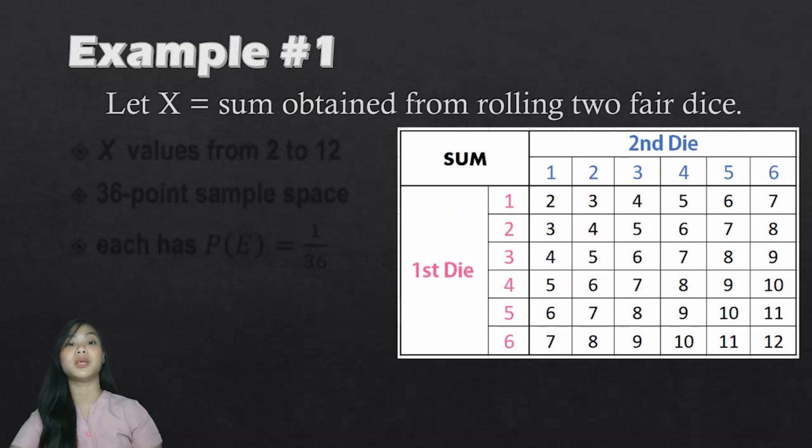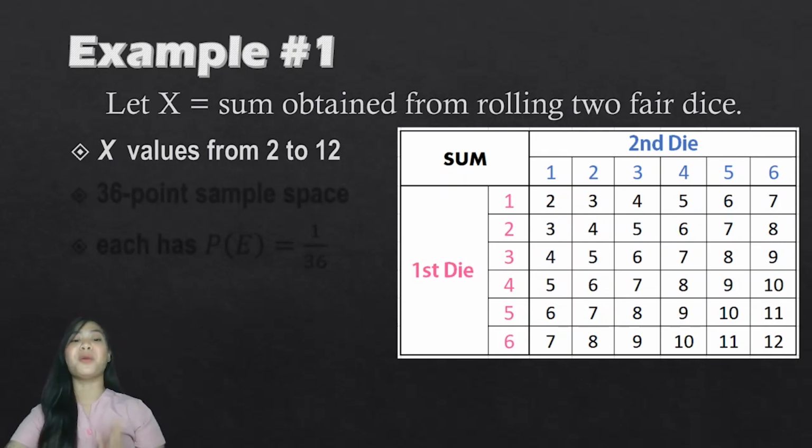So those sums will be our random variable x. The x values, the sum, will range from 2 to 12. For one die, we start with 1. Here we have 2 since we have 2 dice. The least number for the first die and the second die is 1, so when we sum it up, we get 2.